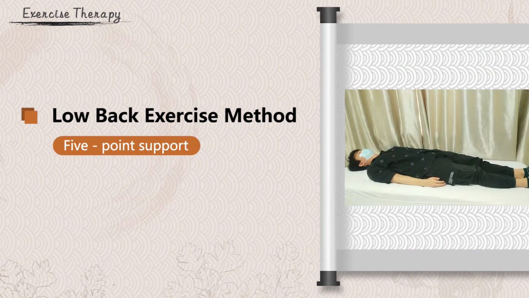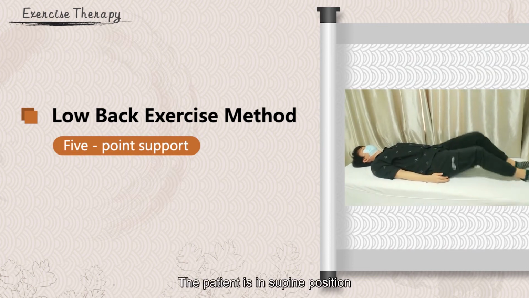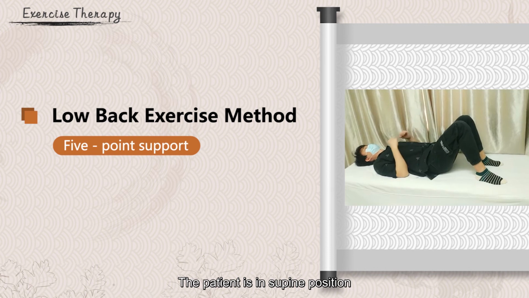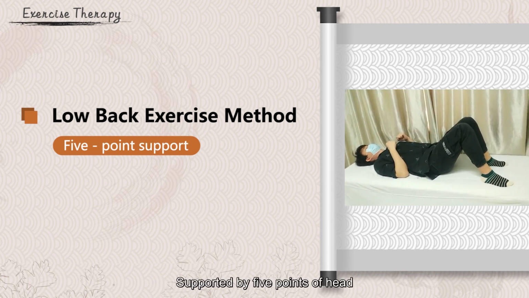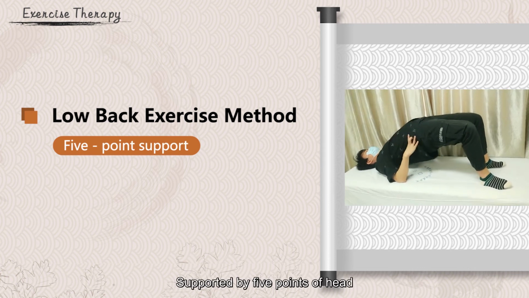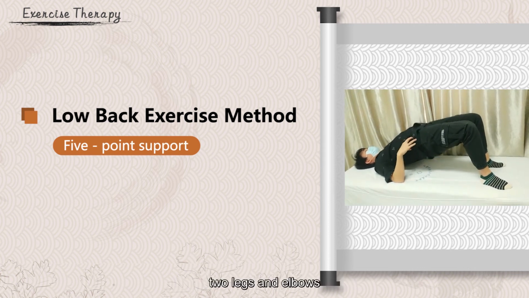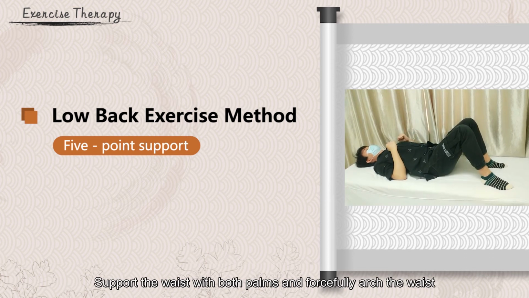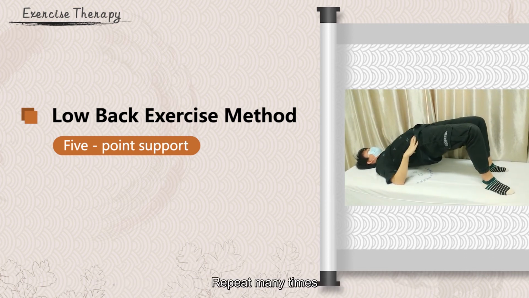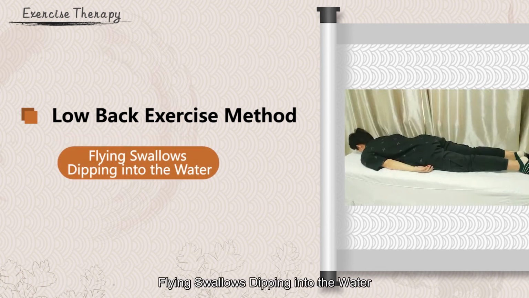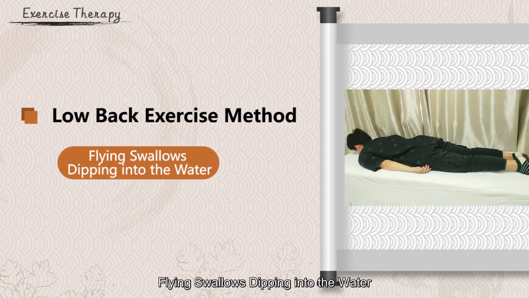Five-point support. The patient is in the supine position. Flex the elbows and knees on both sides, supported by 5 points: head, 2 legs and elbows. Support the waist with both palms and forcefully arch the waist. Repeat many times.